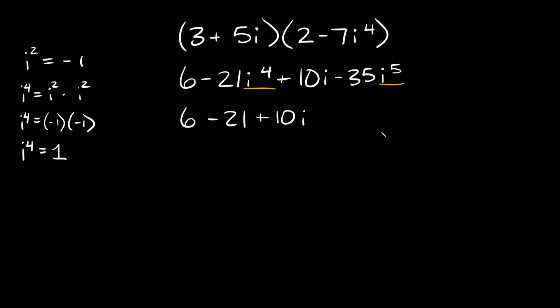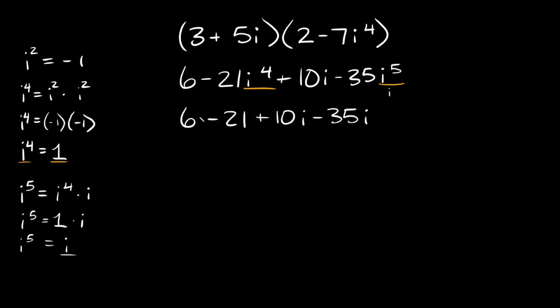Okay, so now let's simplify i to the 5th. So i to the 5th, let's write it over here again. i to the 5th is the same thing as i to the 4th times i, right? And we already know what i to the 4th is equal to. It's equal to just 1. So here we really have that i to the fifth is equal to just 1 times i. And 1 times i is simply equal to i, right? So then i to the fifth is equal to just i, right? So this i to the fifth we can replace with just a single i, right? So then we're going to rewrite this as minus 35i.